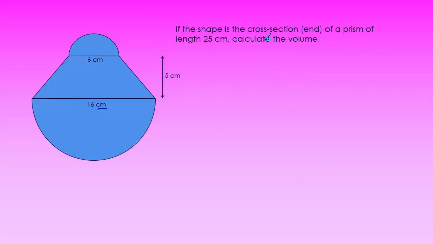If the shape is the cross-section or end of a prism of length 25 centimeters, calculate the volume. For any prism type structure, the volume is equal to the cross-section area multiplied by the length. Now we already have this as 169.667. I know that figure isn't accurate to 3 decimal places, but it doesn't matter for what we're doing here. Then multiply it by the 25. So all we need to do is that calculation.